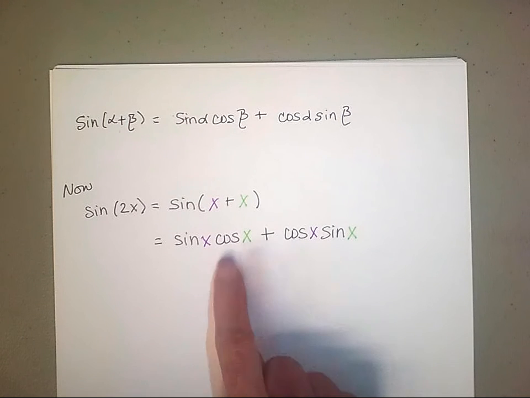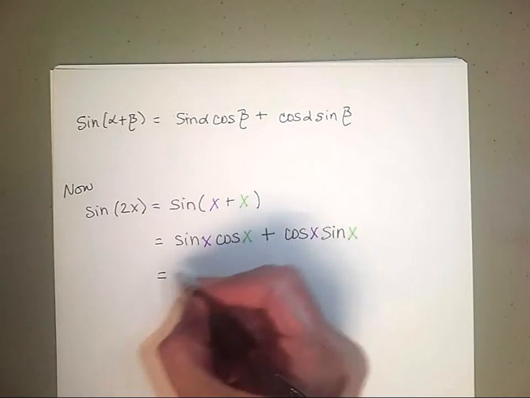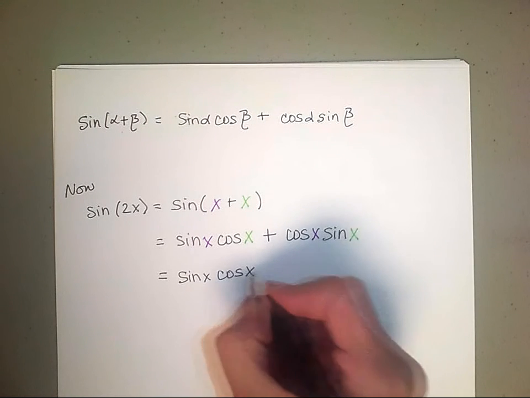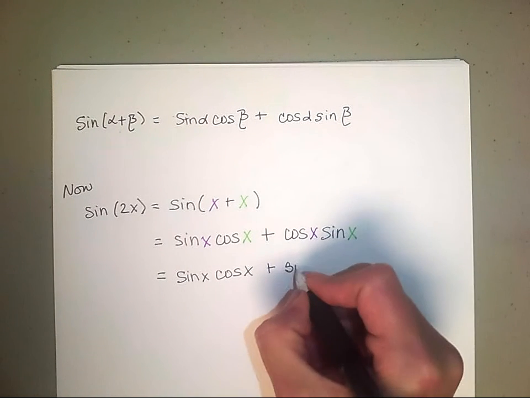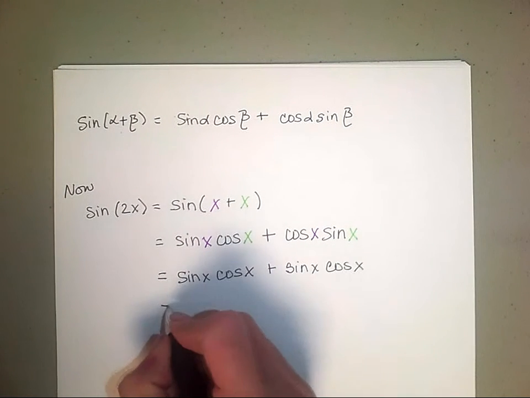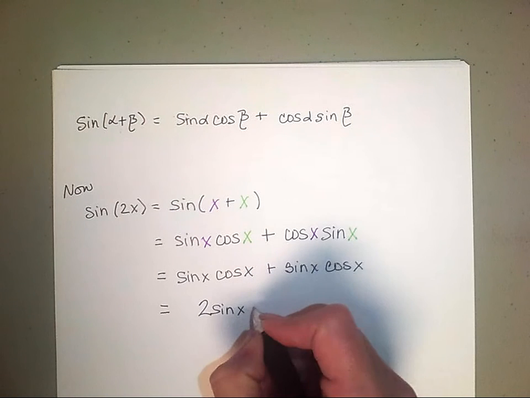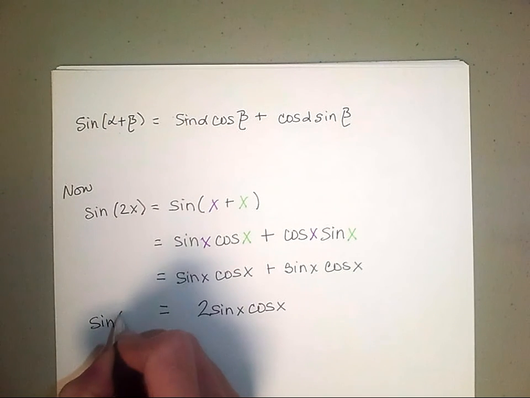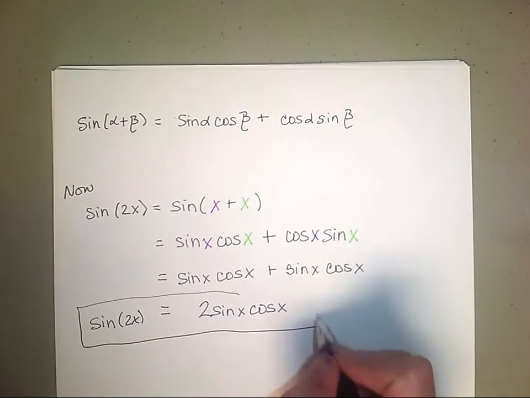Now these are actually like terms because they're of the same angle. If you would like to see it, we can look at it this way. This is the sine of x, cosine of x, plus, and remember, multiplication will commute, so this is the sine of x, cosine of x, which is merely 2 times the sine of x times the cosine of x. So now we have this identity for us to use as well.